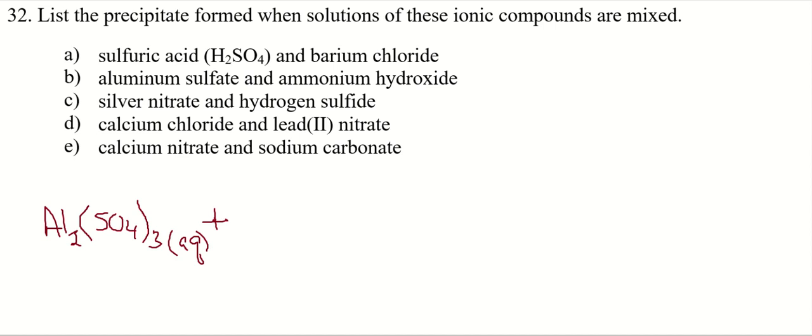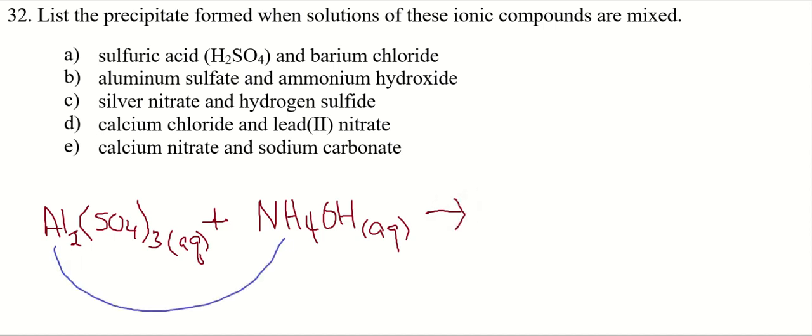And then ammonium hydroxide. Ammonium compounds are also soluble, no exceptions. All right, that's a 1 positive, and hydroxide is 1 negative, so those charges are going to cancel out. We don't write charges in our formula, so we'll erase that. And that's also soluble. That's going to produce what?